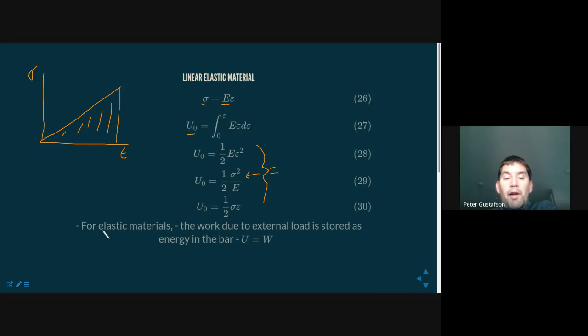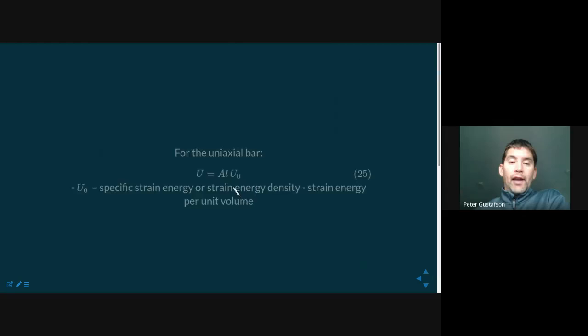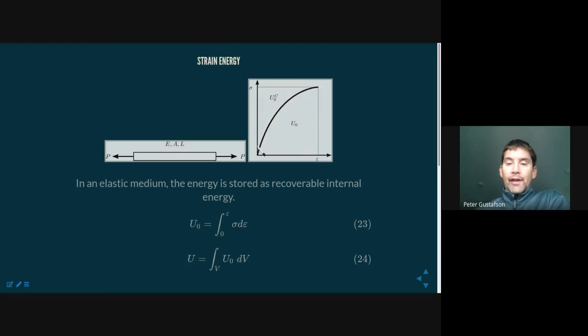So for elastic materials, the work due to external loads is stored as energy in the bar. This is kind of like a summative statement of all this stuff. Now we talk about linear elastic. That's what most of our structural work in this class is, linear elastic, sigma equals E epsilon. But there's nothing to say that you can't have nonlinear elastic. So this one would be nonlinear elastic. Obviously nonlinear and curved. Elastic, what that word means, just for clarity, is that you unload along the same path.